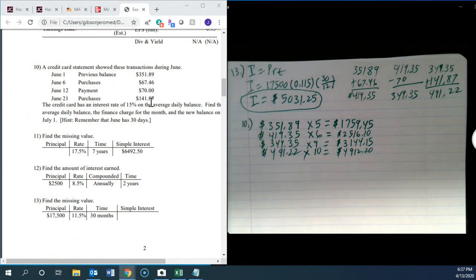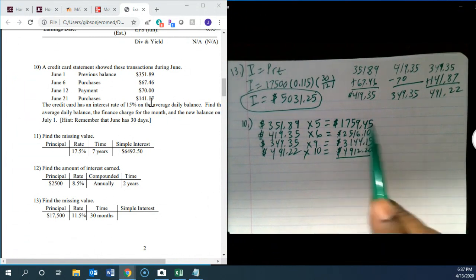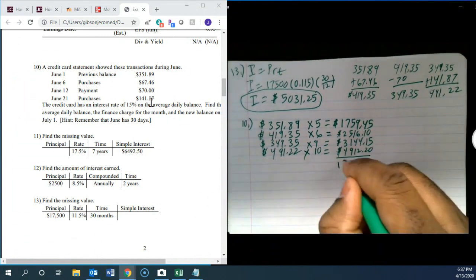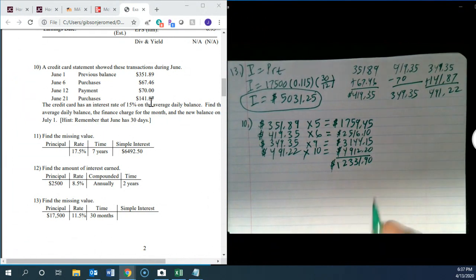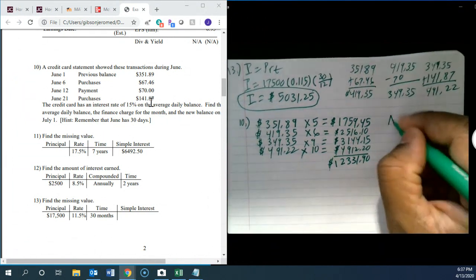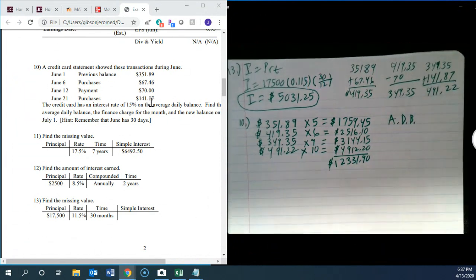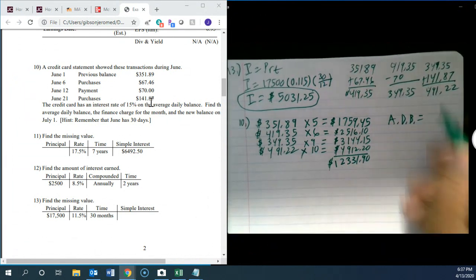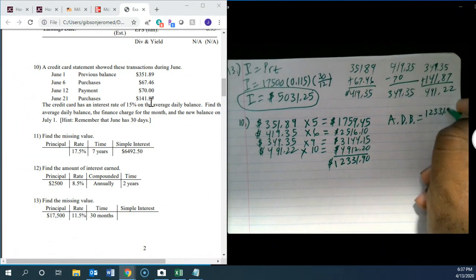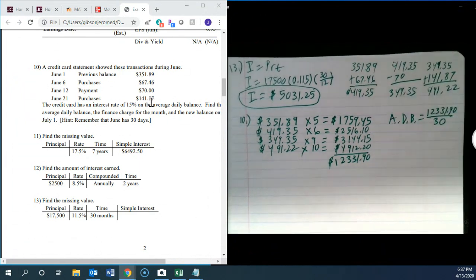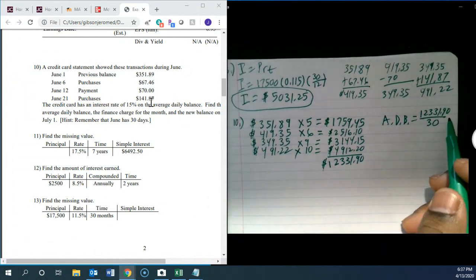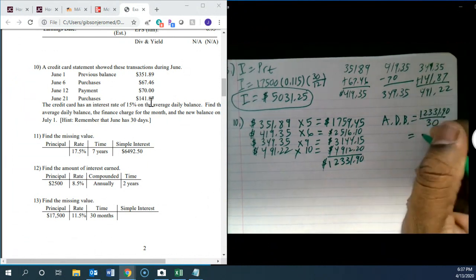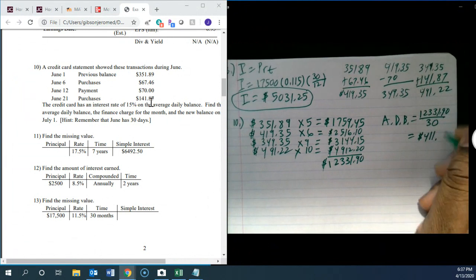Now, we're doing all this to find our average daily balance. So we will add all of these values together, and that will give us $12,331.90. Now, to find our average daily balance, and I will put ADB, average daily balance, we will take this value here, which is the $12,331.90, and divide it by 30 days. This is where that 30 days will come in handy. Okay, so when we divide this by 30 days, our average daily balance will be $411.06.